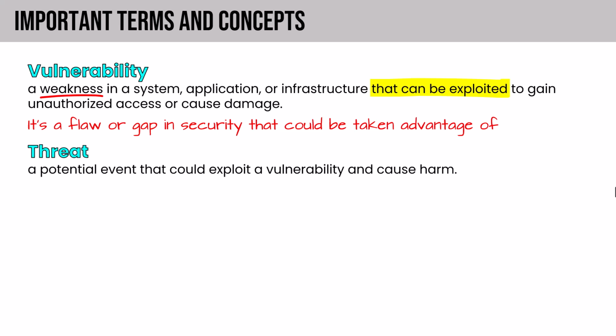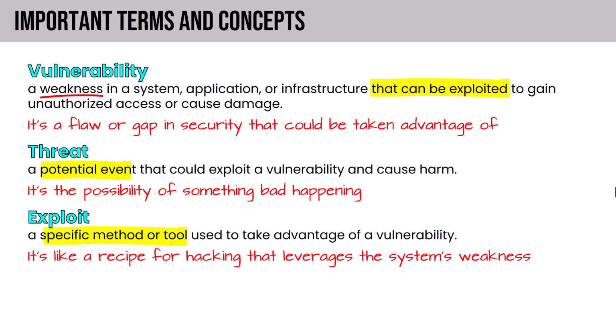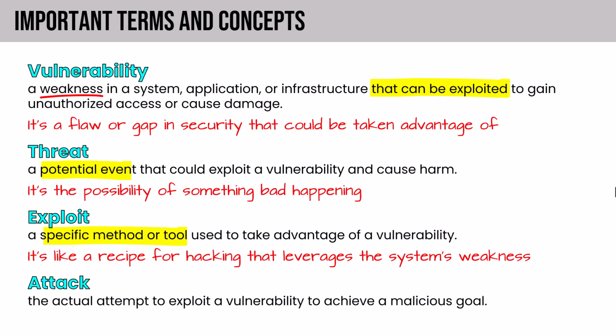Then we have a threat, which is a potential event that could exploit a vulnerability and cause harm. It's the possibility of something bad happening. An exploit is a specific method or tool used to take advantage of a vulnerability. It's like the recipe for hacking that leverages the system's weakness. And finally, the attack, which is the actual attempt to exploit a vulnerability to achieve the malicious goal.